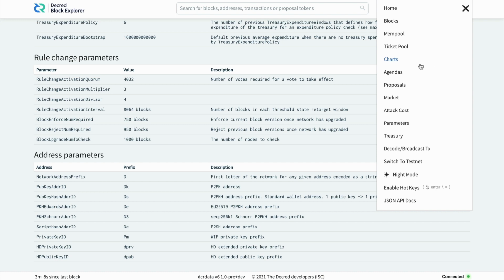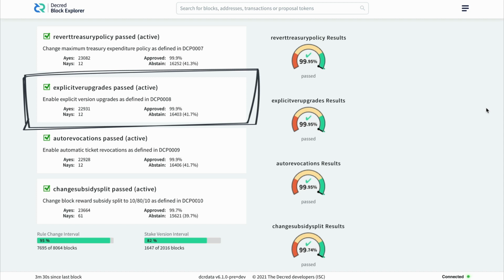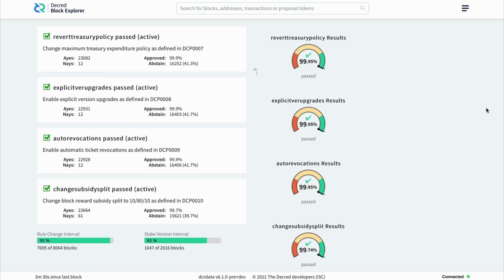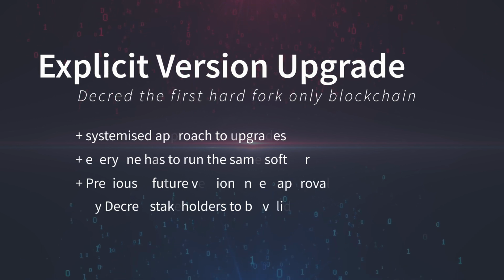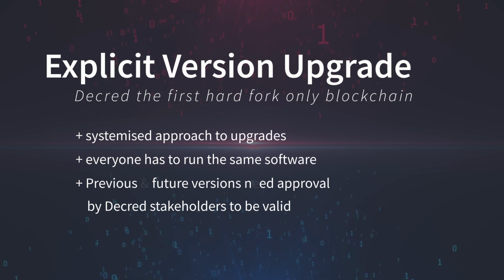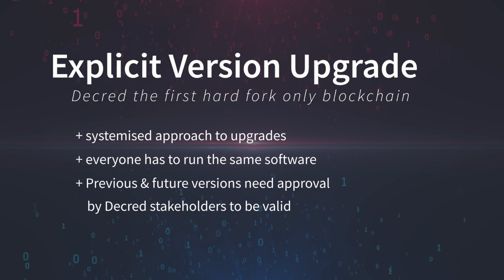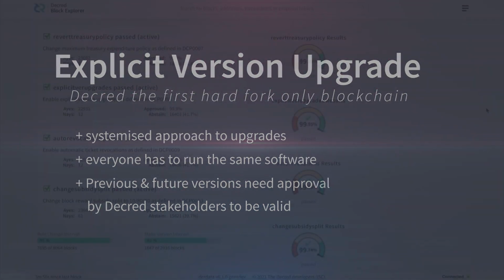Here we get an overview for all the consensus changes that have occurred on the Decred chain, starting with the most recent and when they were implemented. As discussed previously, Decred has a systemized approach to upgrades, which has been so successful that in the last consensus change, they decided to formalize the process as an explicit version upgrade, which basically means that everyone participating in the protocol now has to run the same version of the software, making Decred the first hard fork only blockchain. Previous and future versions now need to be explicitly approved by Decred stakeholders to become valid.